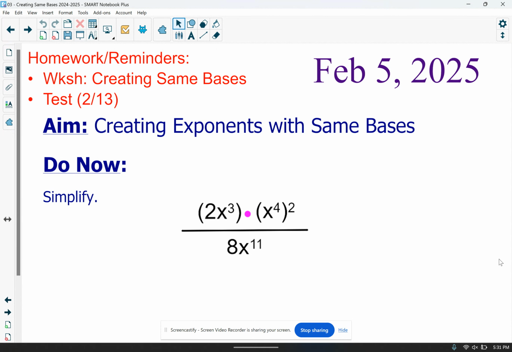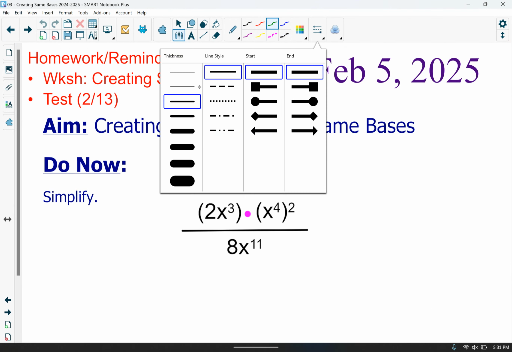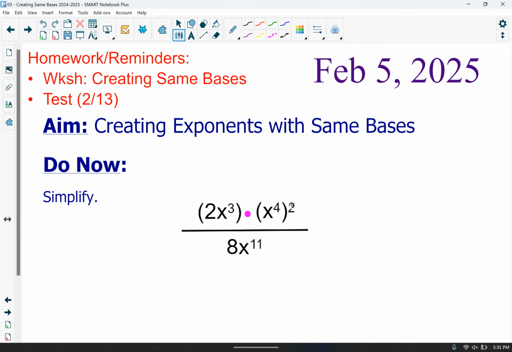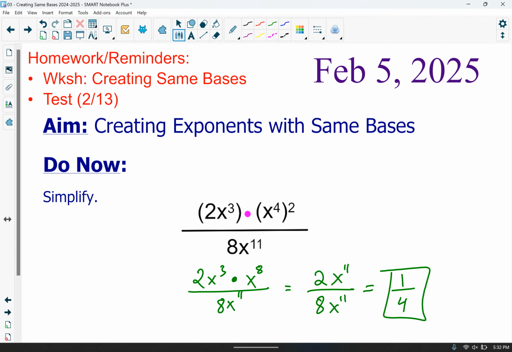In our do now, we're asked to simplify the expression using our exponent rules. So first thing I would do here is probably that power to a power, which would give us 2x cubed, because those parentheses are just grouping that statement together, x to the 8th over 8x to the 11th, which would then give us 2x to the 11th over 8x to the 11th. Our x to the 11ths are going to cancel each other out, leaving us with just 1/4.